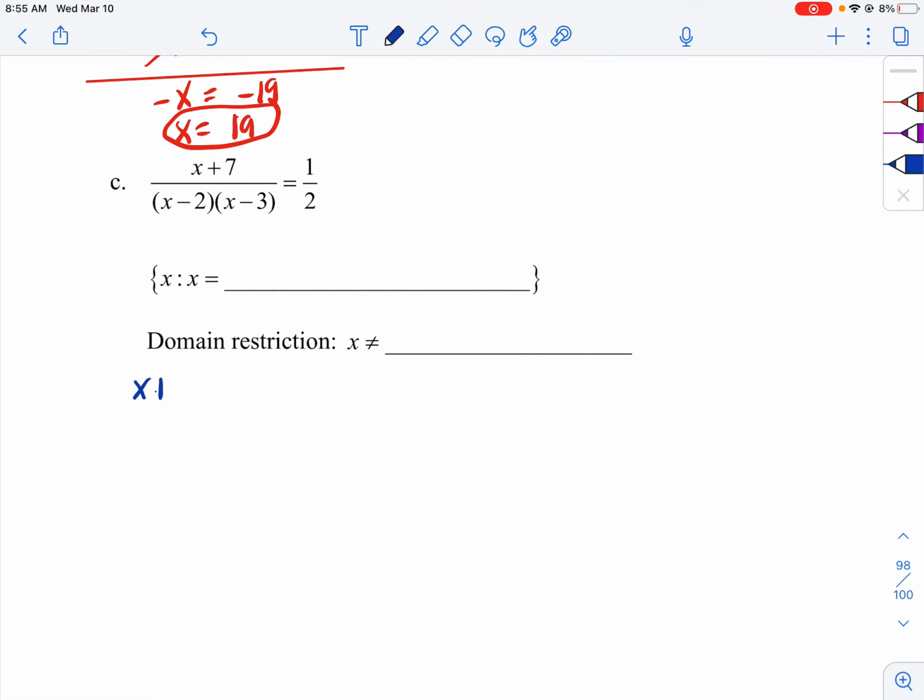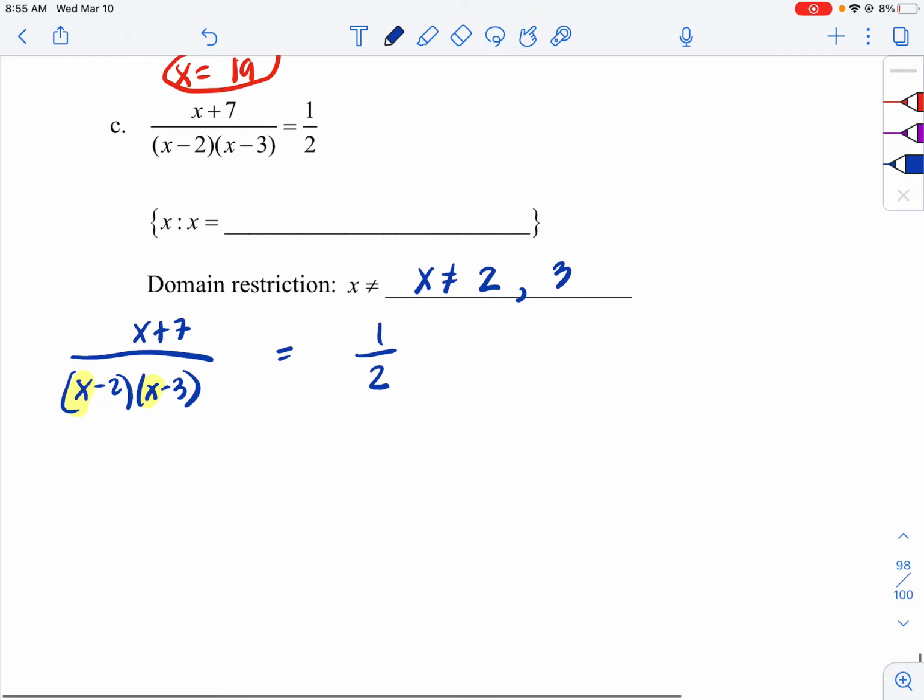So I have x plus 7 over x minus 2, x minus 3 equals 1/2. By the way, let's deal with our domain restriction first. x minus 2 cannot be 0, right? So x cannot be 2, because if x is 2, 2 minus 2 is 0. That's a no-no. What about the other one? x cannot be a positive 3.